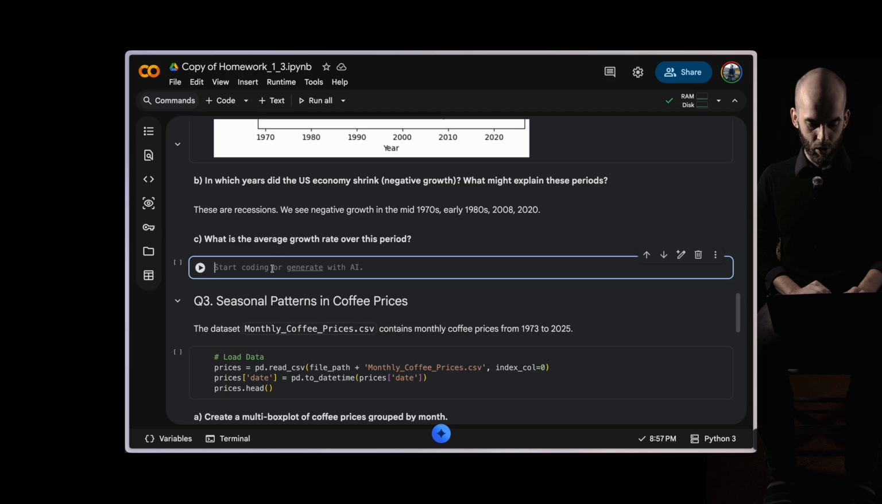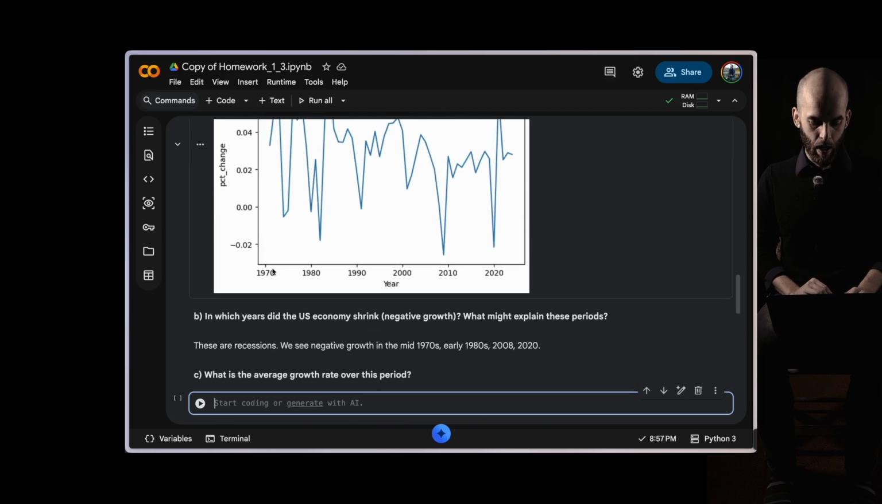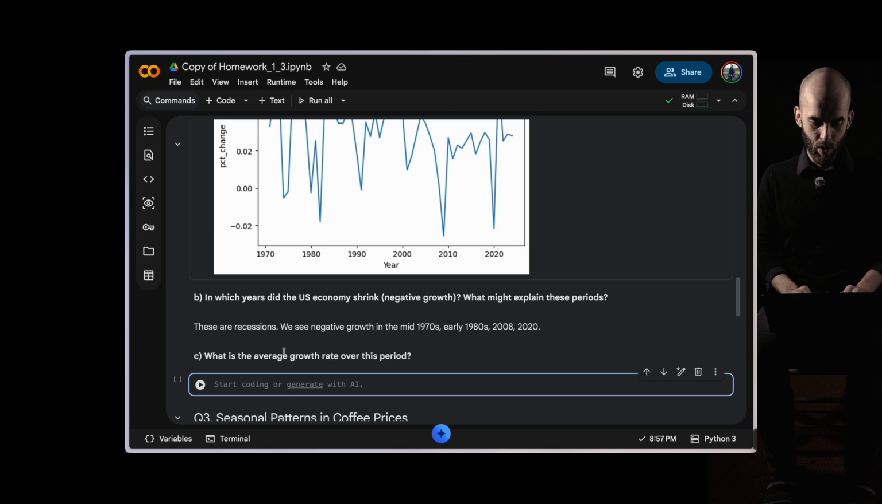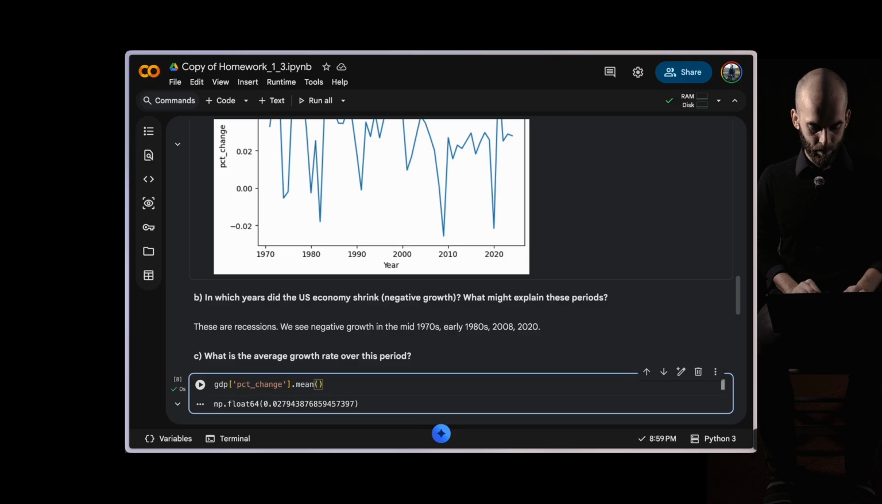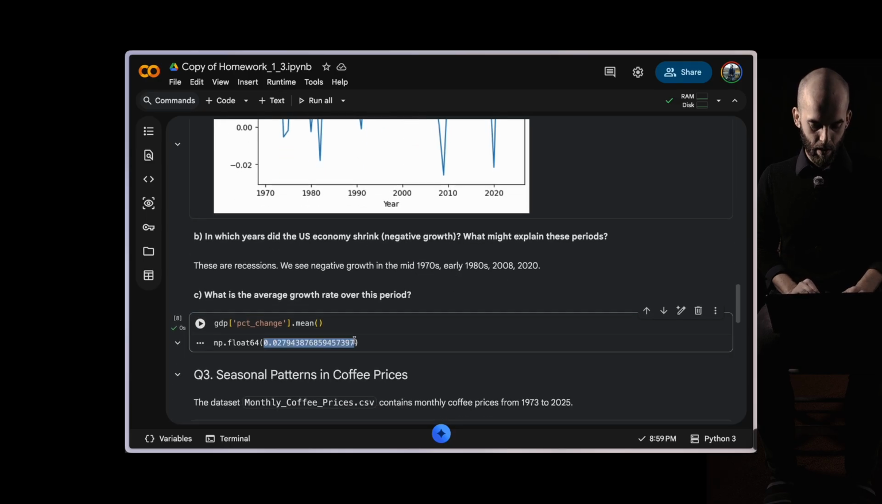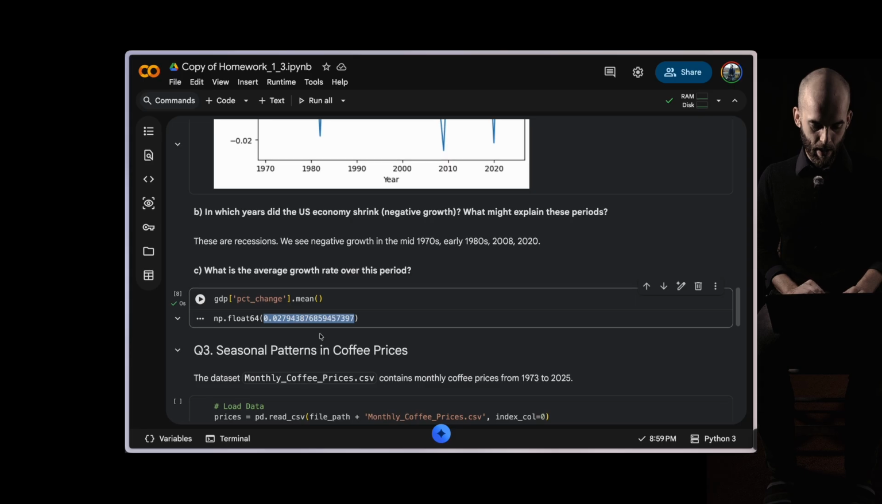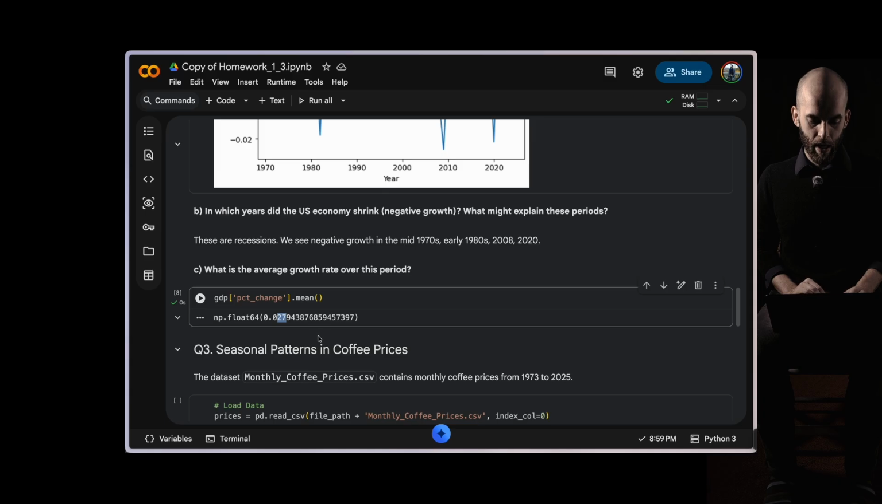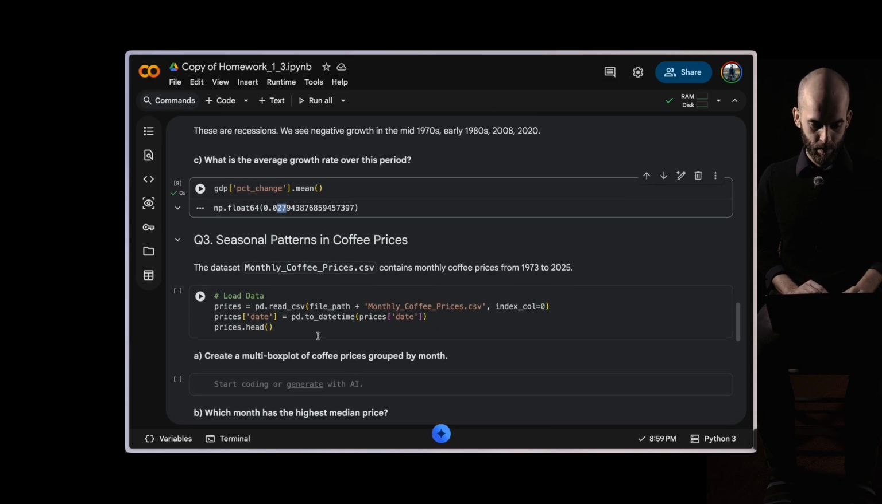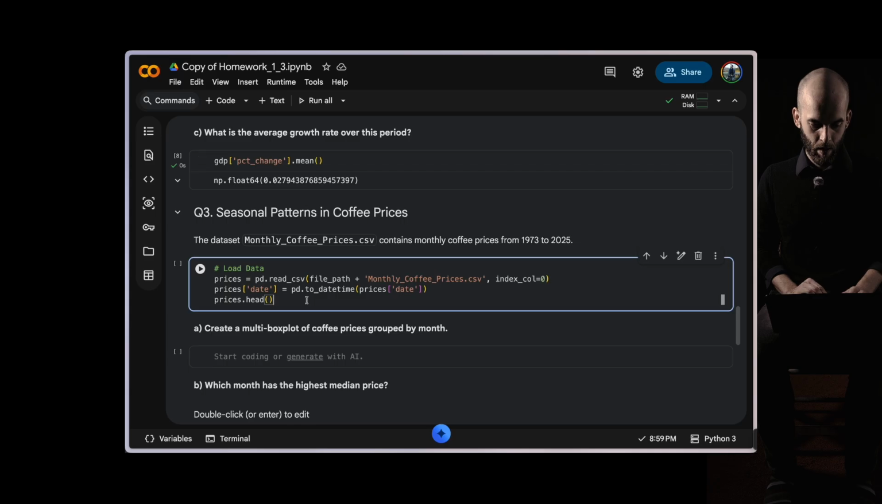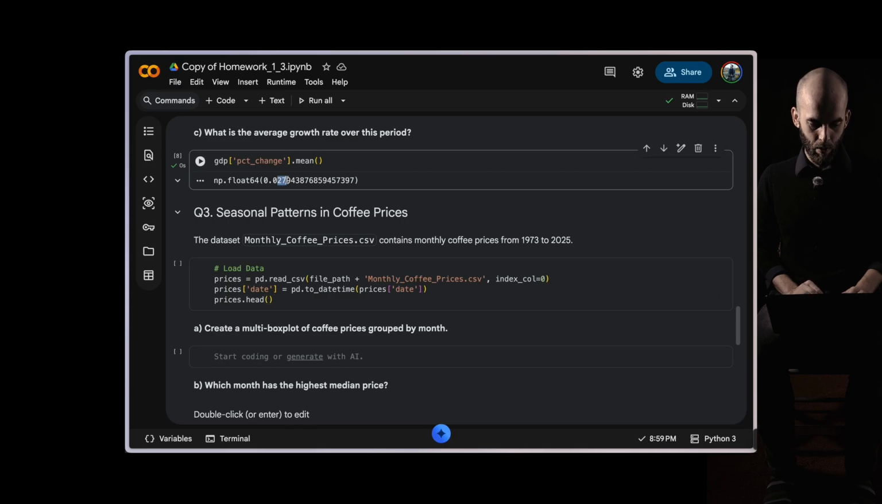And then what's the average growth rate over this period? Well, what I'm going to do is just take an average of our new column. So I have GDP, and then percent change, and then I'm just going to take the mean, which gives us this little number here. So that's the average growth rate. It's about 2.8%. Okay, so nice. This is a pretty good growth rate. This may seem like a small number, but that's pretty meaningful.